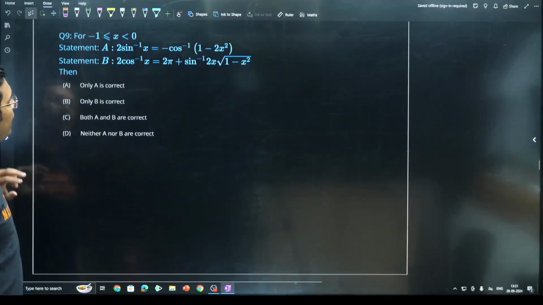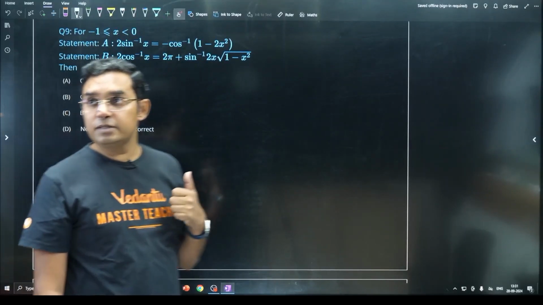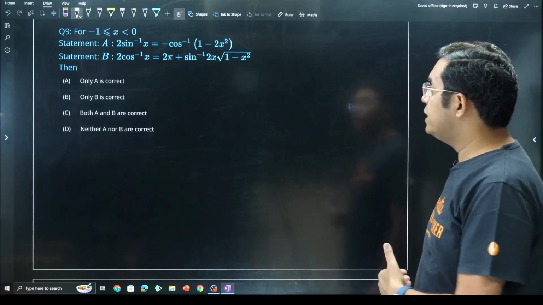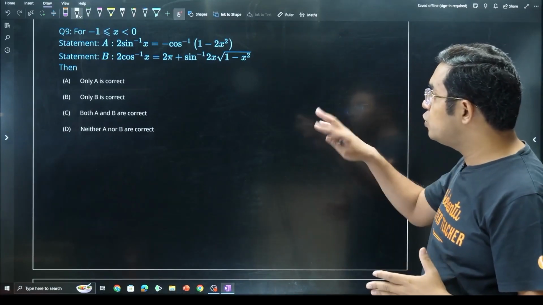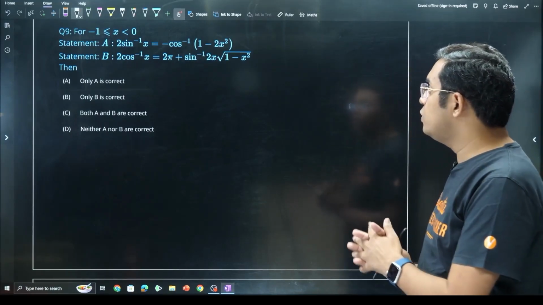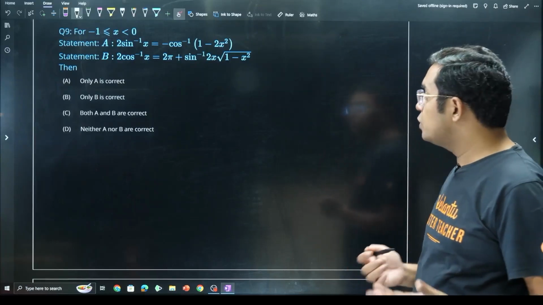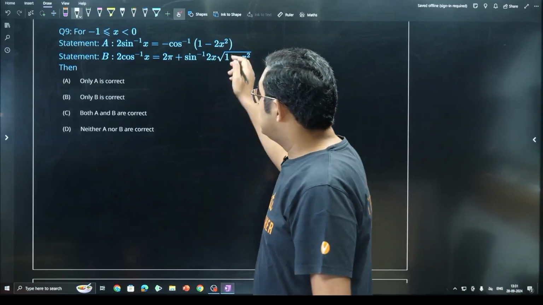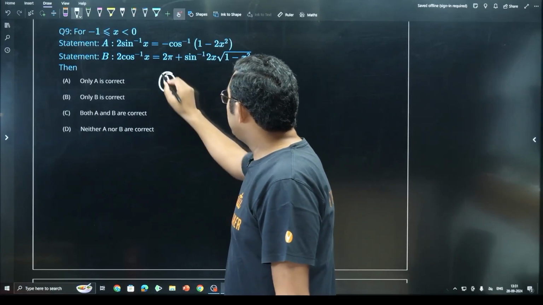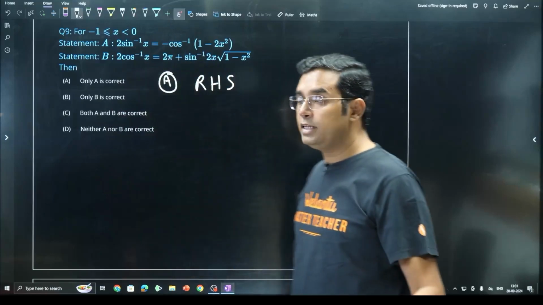For x between -1 to 0, we are given two statements. The first statement is 2 sine inverse x is equal to cos inverse (1 minus 2x square), and statement B is 2 cos inverse x equal to 2 pi plus sine inverse (2x under root 1 minus x square). We have to find which option is correct and which is not. Okay, now let's do one by one. For statement A, I'll check first and I'll go with RHS, and let's see if it becomes equal to LHS or not.